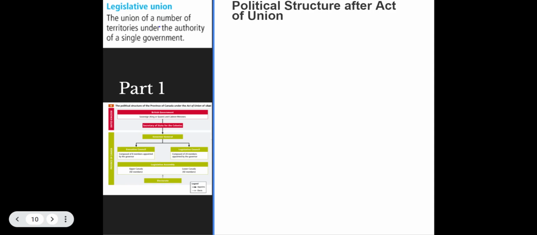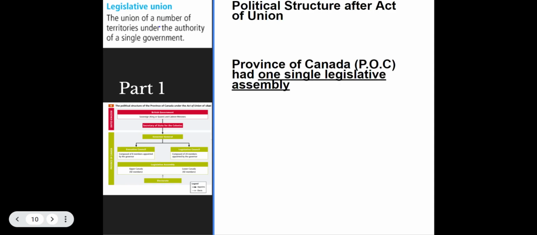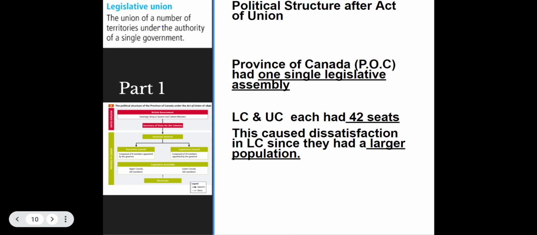So the political structure of the Act of Union is when we see one single Legislative Assembly forming, with both Upper and Lower Canada having 42 seats, 42 members each. However, Lower Canada had a larger population but equal representation to Upper Canada. Therefore, Lower Canada is underrepresented in the Legislative Assembly.